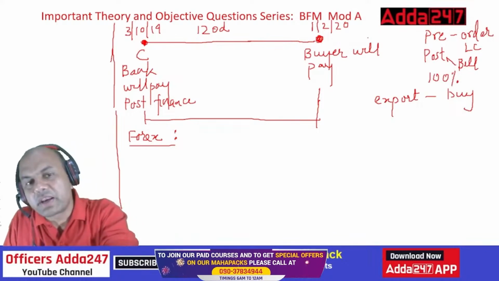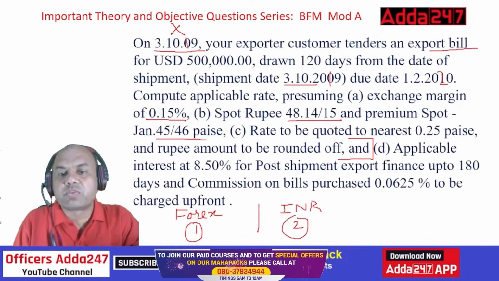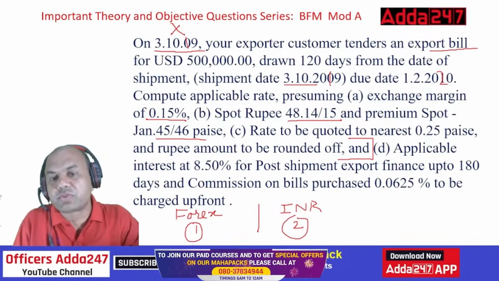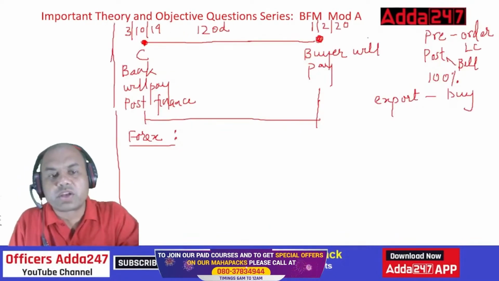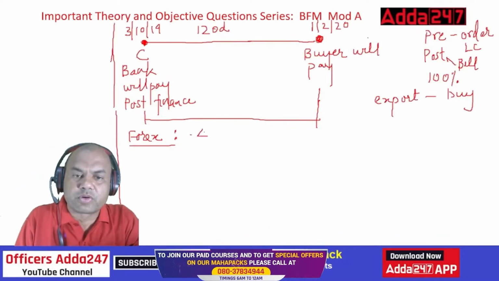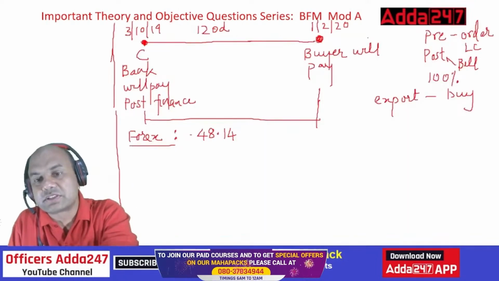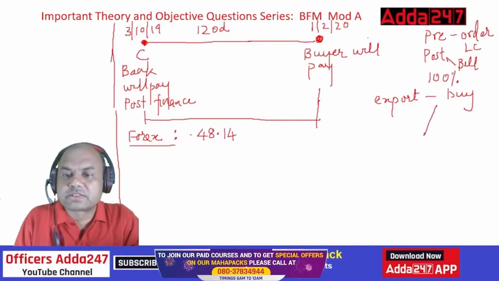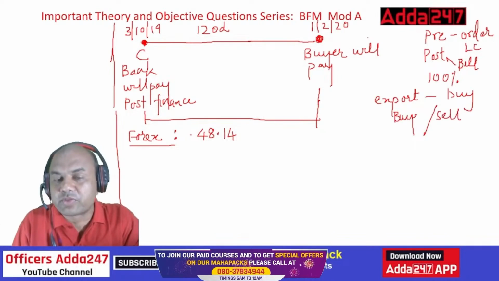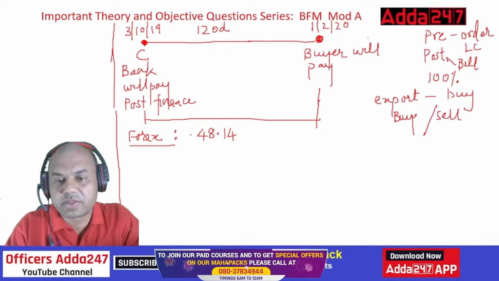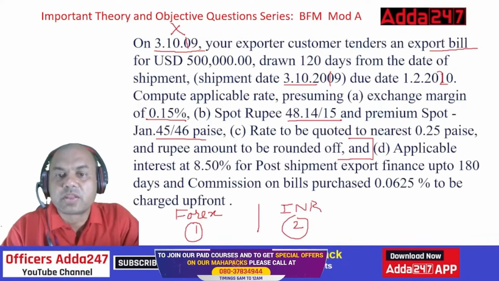But what is the buy rate now? See this, 48.14 and 15. So 14. Let's calculate this. 48.14. This is always known as the buy. See here, left side is always buy. Right side is always sell. Always remember this. This side is always buy and this side is always sell. Okay. So that's why I've taken 48.14 over here. Clear everyone?